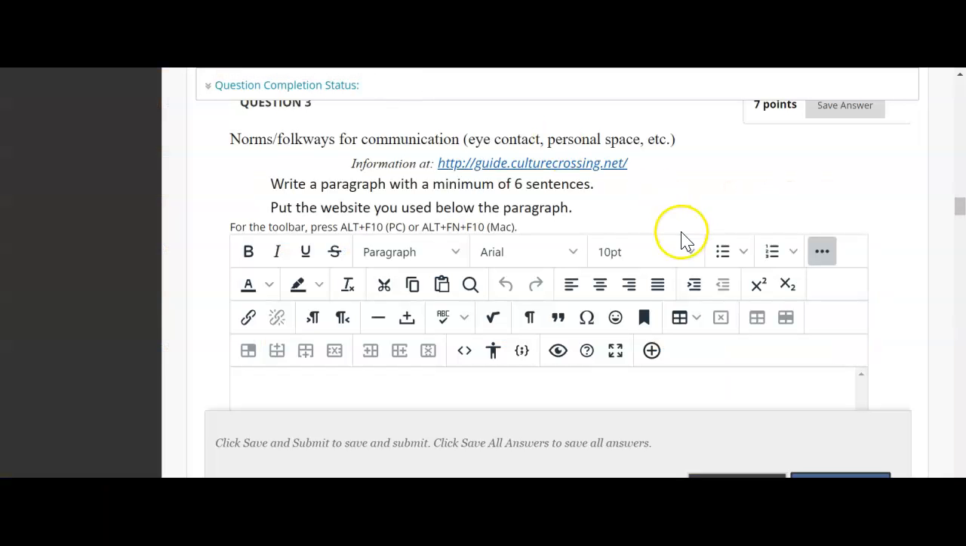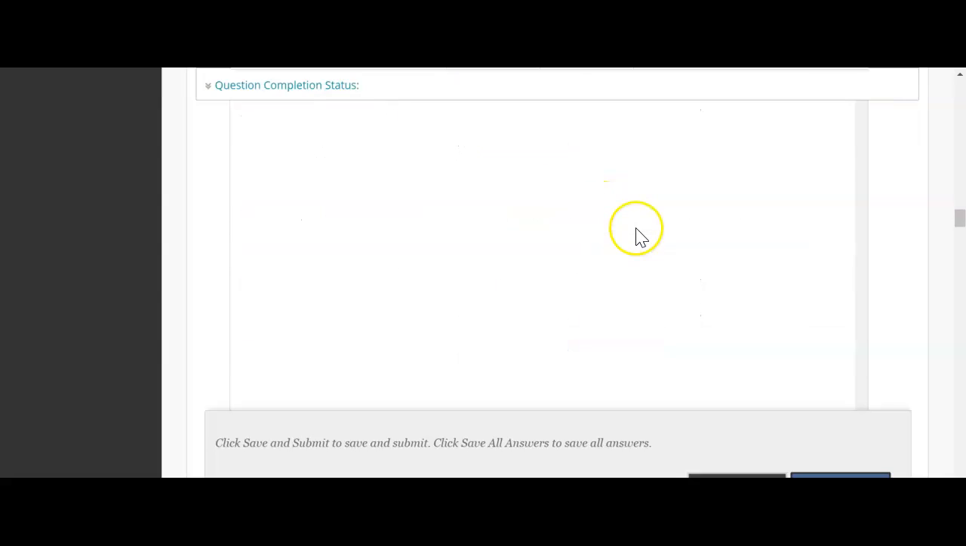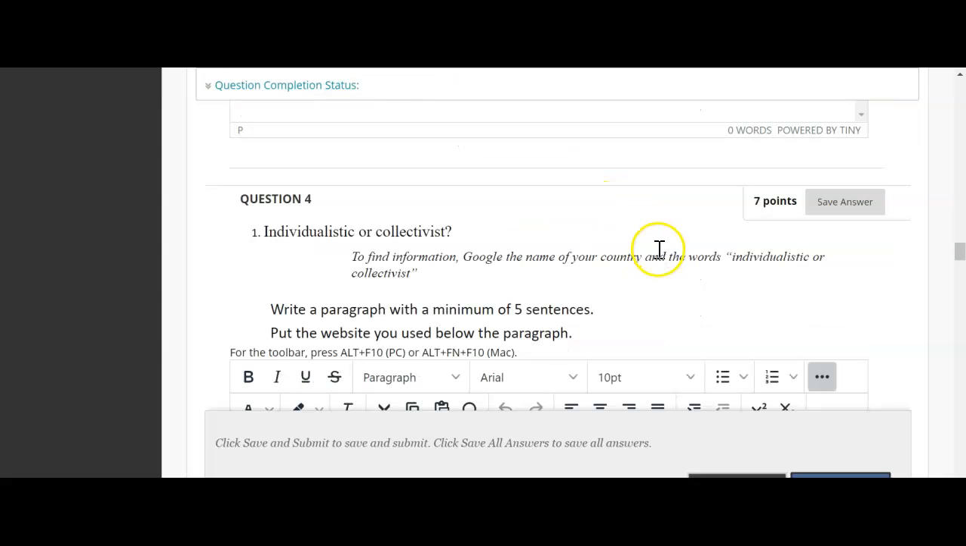Back to the questions. So read through, find some things that seem interesting to you, put it together in a paragraph. Make sure the website you used is there. Then the question of individualistic or collectivistic. We did talk about this a little in class. Individualistic means competitive, it's all about me. Collectivistic means it's about our community and the well-being of the community, the success of the community.